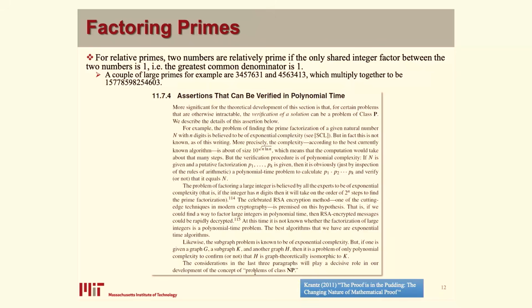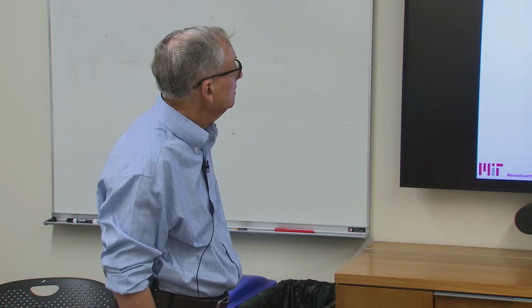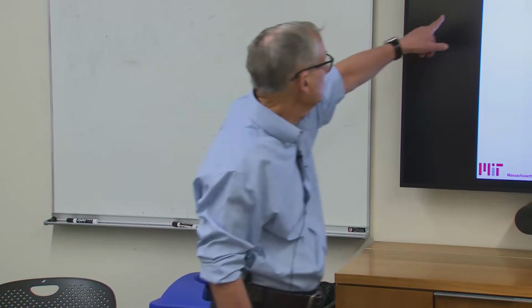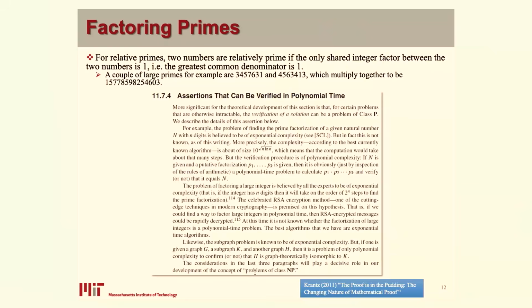3,457,631 and, looking at digits, 4,563,000, etc., are each prime numbers. And if you multiply them together, you get this guy, which, if I did it correctly earlier this morning, is a billion something.